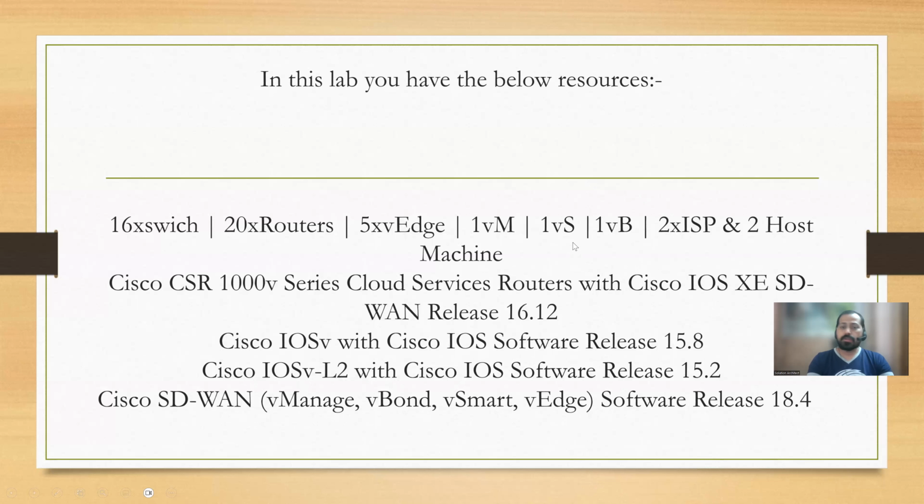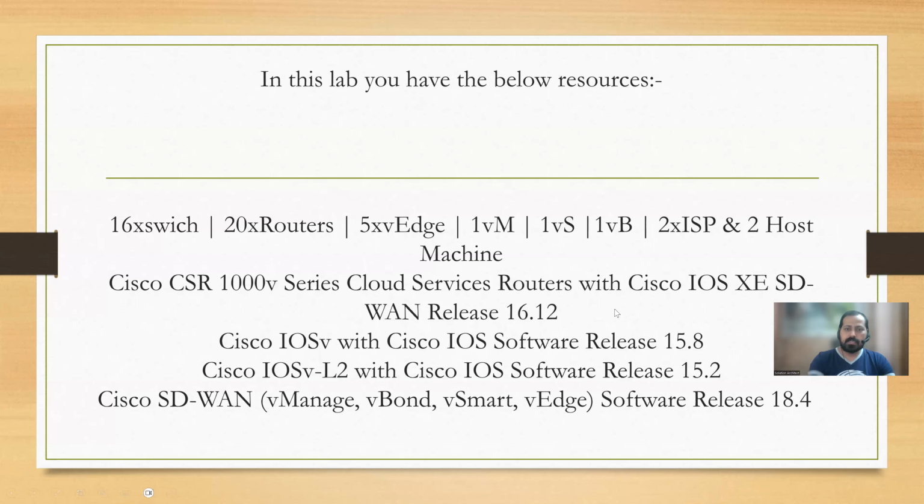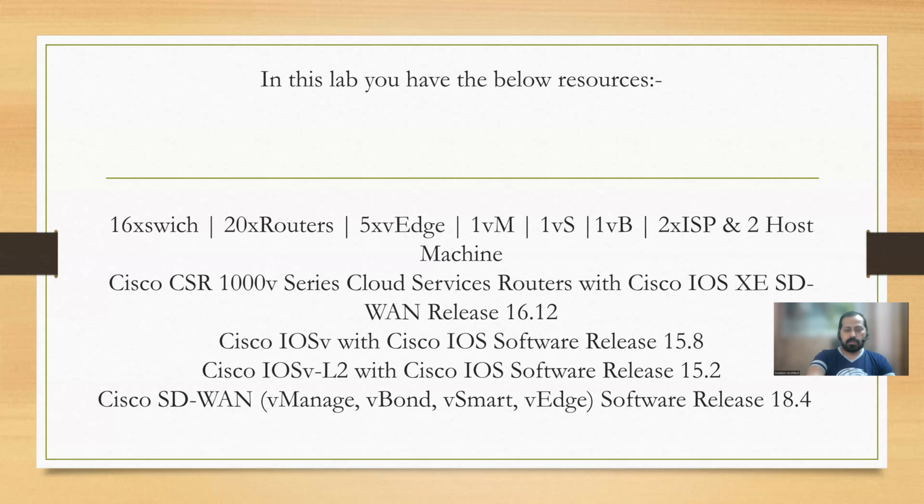Now, what you can't do in this lab: you can't do labs related to DNA, because in this EVE-NG lab we don't have Cisco DNAC integration, and you can't do ISE labs either, because we don't have ISE integration. For that practice, you need a full-fledged online rack from any good place. But apart from 2.1 and 2.2, you can perform all the tasks.